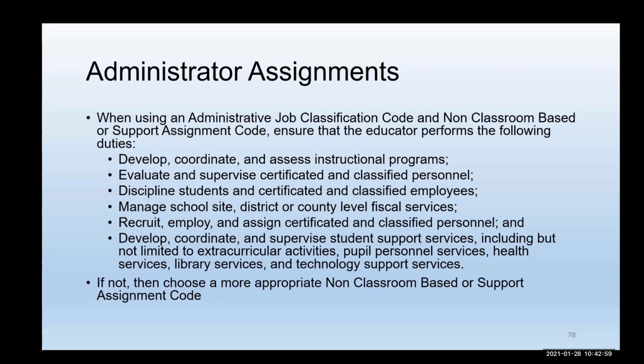So when you're selecting an administrative assignment code, it's really important that that person's job description performs one or more of the following duties. To develop, coordinate, and assess instructional programs, evaluate and supervise certificated and classified personnel, discipline students and certificated staff and classified employees, manage the school site, district or county level fiscal services, recruit, employ, and assign certificated staff and classified personnel, and develop, coordinate, and supervise student support services.